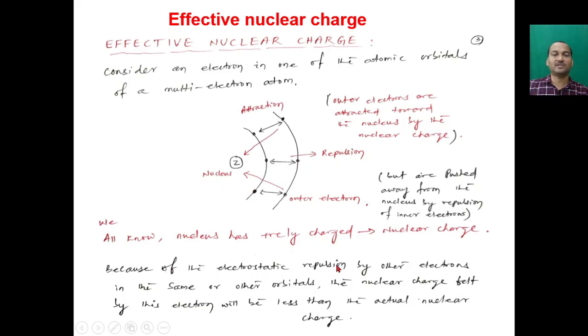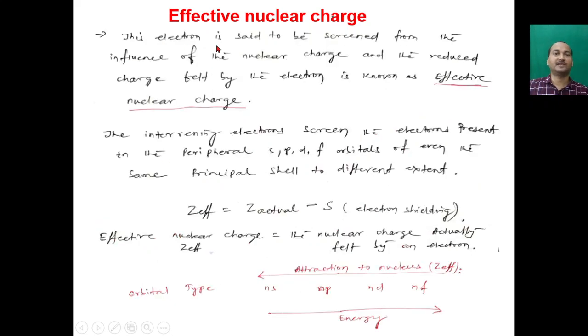So because of the electrostatic repulsion by other electrons in the same or other orbitals, the nuclear charge felt by this electron will be less than the actual nuclear charge. So this electron is said to be screened from the influence of the nuclear charge, and the reduced charge felt by the electron is known as effective nuclear charge.